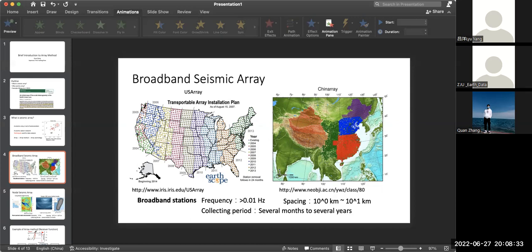And the broadband station has its characteristics: the frequency is almost larger than 0.01 hertz, and the spacing is often several kilometers to several tens of kilometers, while the data collecting period is often several months to several years.